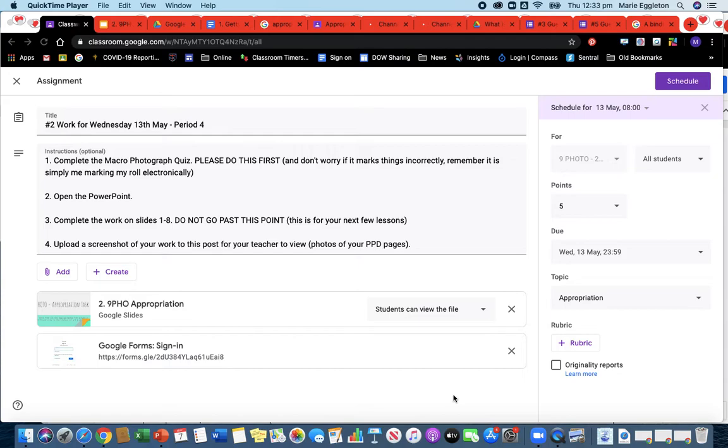This is just a quick go through the task. So as you would have seen, you would have been released the work for today. Basically, you're completing this macro photography quiz. Can I please ask that you go in and do these? I can see that less and less people are. It's actually my way of doing the roll.